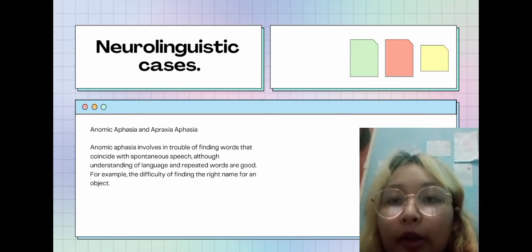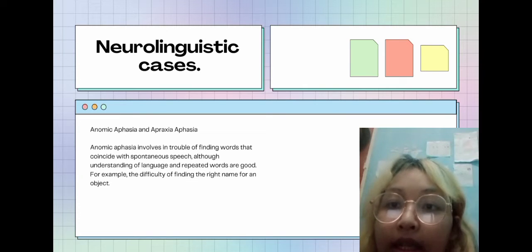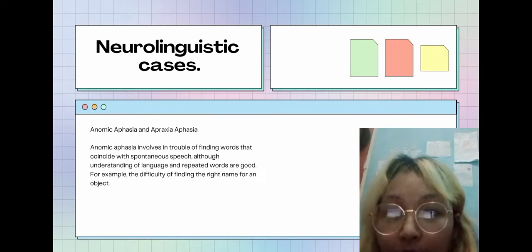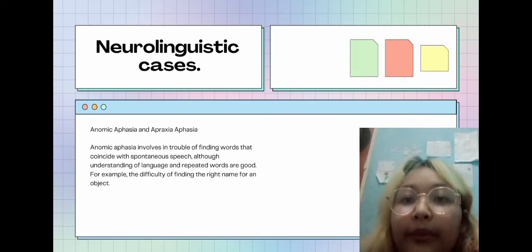And there are anomic aphasia and apraxia aphasia. Anomic aphasia involves trouble finding words in spontaneous speech, although understanding of language and repeating words are good. For example, the difficulty of finding the right name for an object.